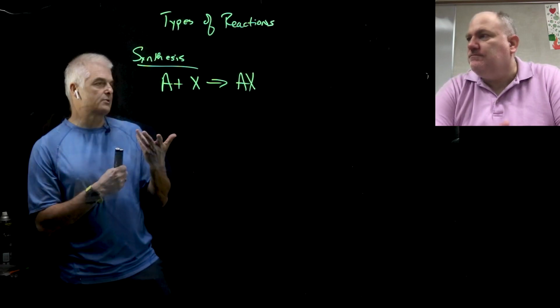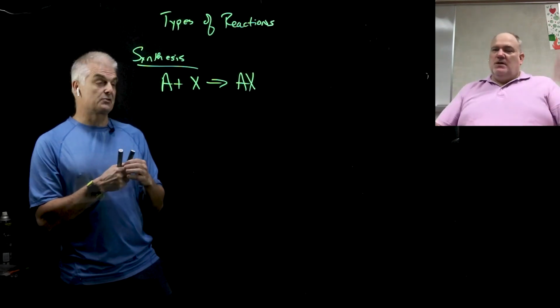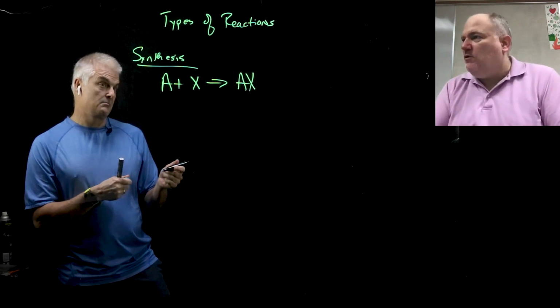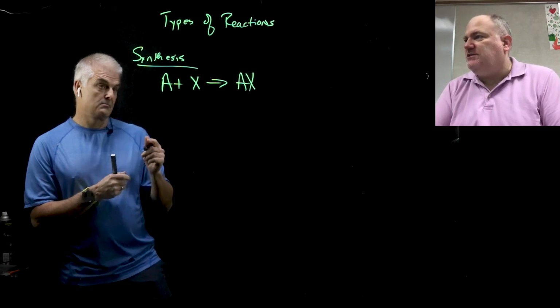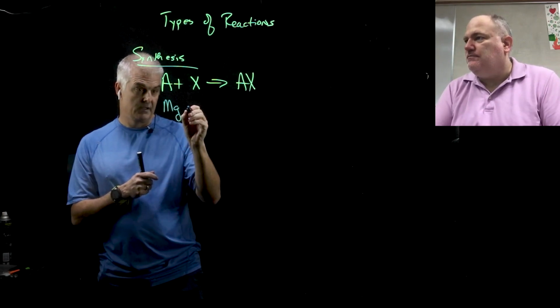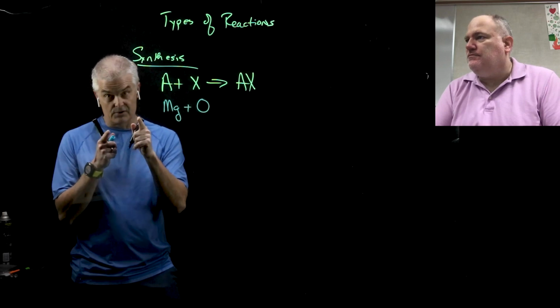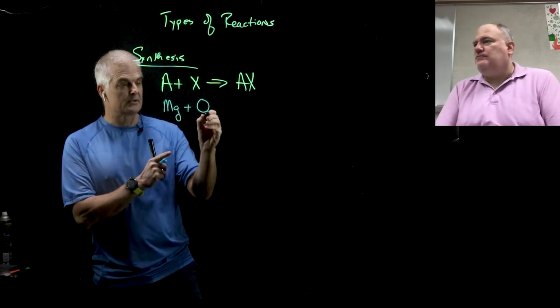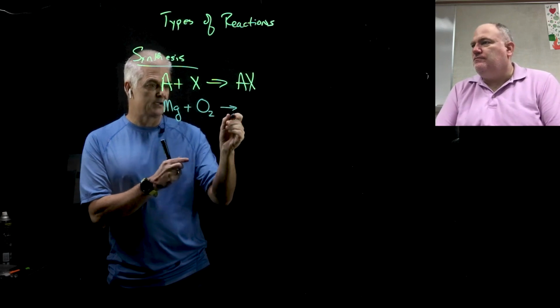That makes sense. So Mr. Dimitrievich, what would be an example of a synthesis reaction? Well, typically we're going to have a word equation. So let's do magnesium plus oxygen, and let's put an arrow. So Mg is magnesium plus oxygen. Now, tricky folks, it's not O, it's plus O2, and that makes magnesium oxide.